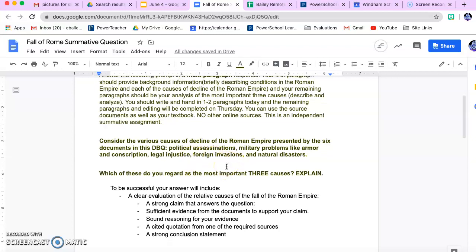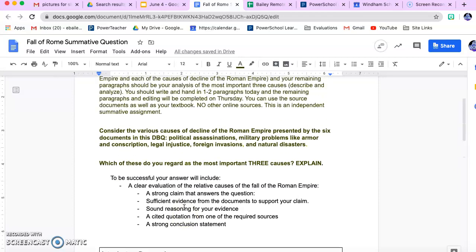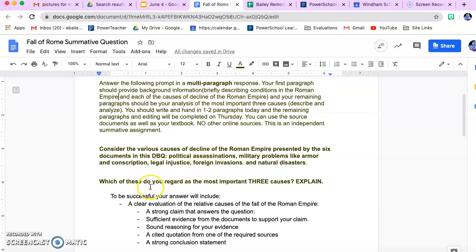The remaining paragraphs, the ones that'll go in this analysis paragraph section, are going to be more of those CER paragraphs where you're answering this part of the prompt. So to describe these, that's your introductory paragraph, and then your CER paragraphs are where you're going to pick the 3 most important causes listed up here. So you would need your claim, evidence, and reasoning for each of the 3 that you pick as the most important. All right, so that's where you describe and analyze.